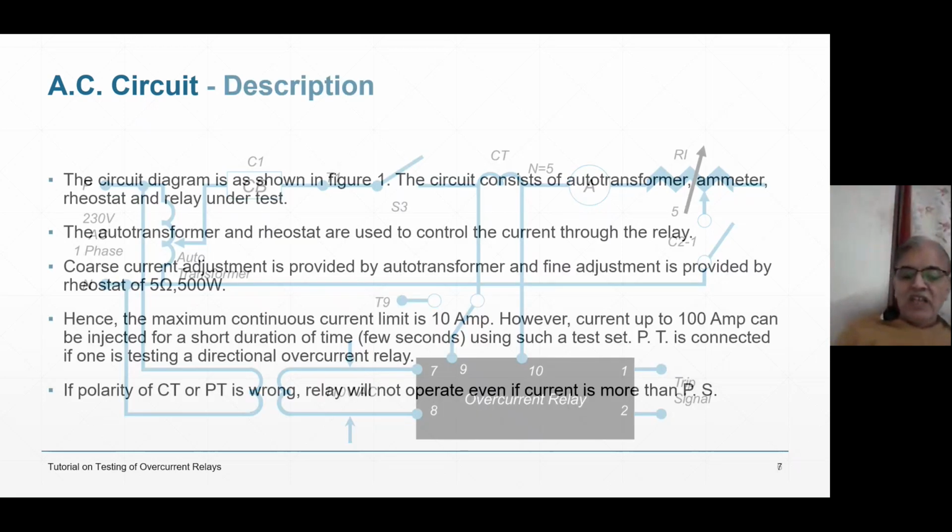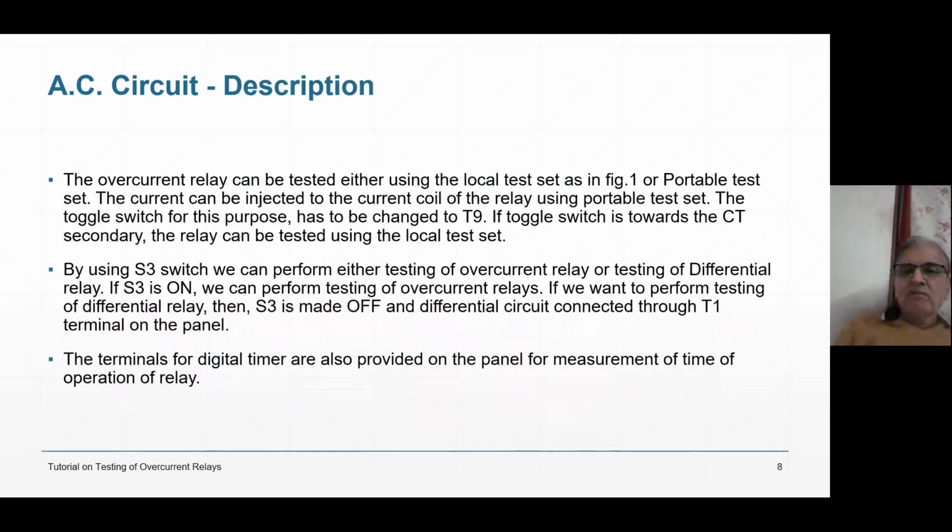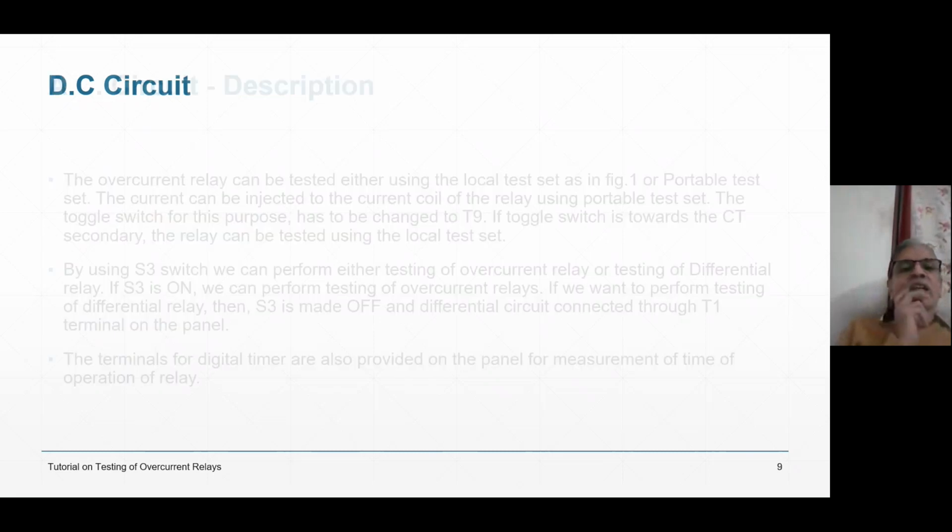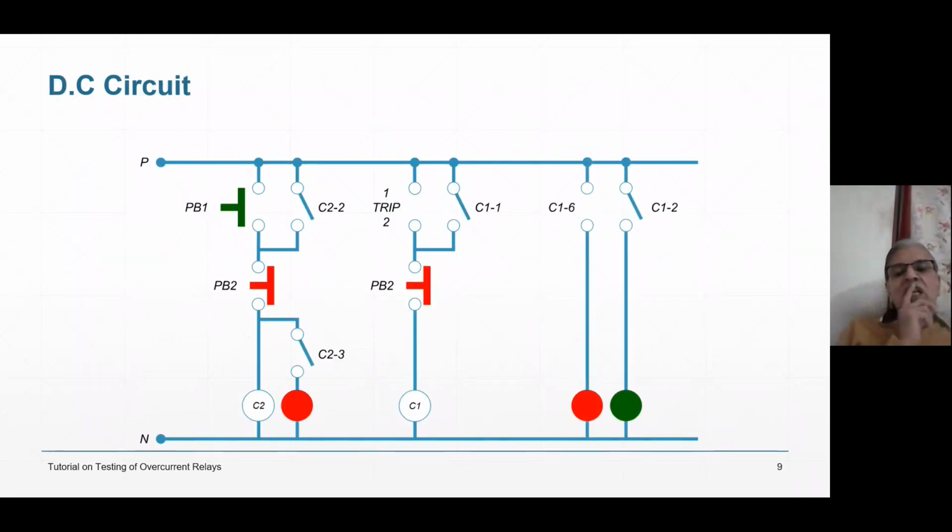That is how you can do it. You can check the time also. You can purchase a digital timer and you can find out the time of operation of the relay also. So how can you do that? For that you have to go for the DC circuit, and then the timer circuit, as we will see. So we will check the DC circuit.